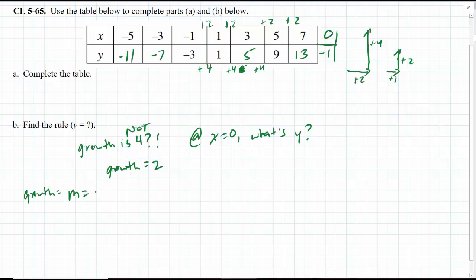Okay, so we know that the m, or the growth, is 2. The y-intercept, or starting value, is -1. Okay, so if we have y equals mx plus b, we're at y equals 2x plus -1, or 2x minus 1.